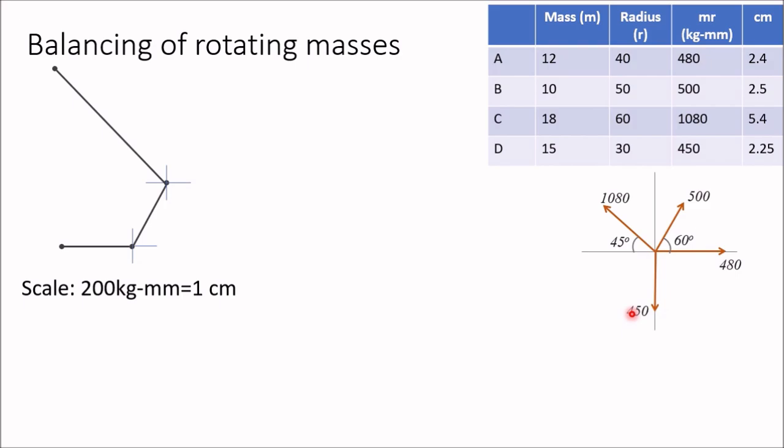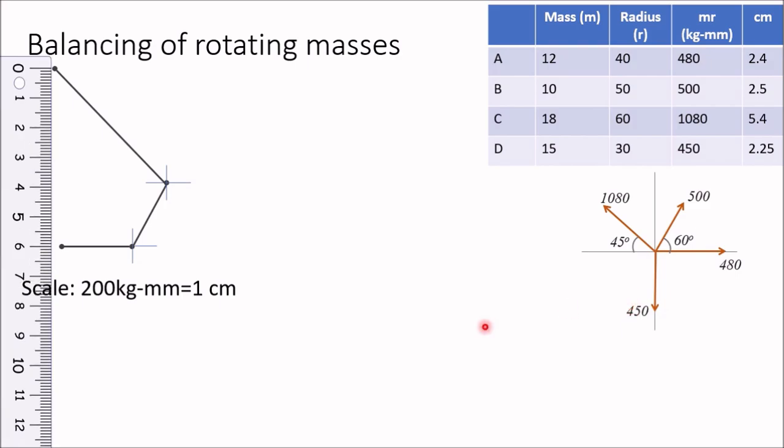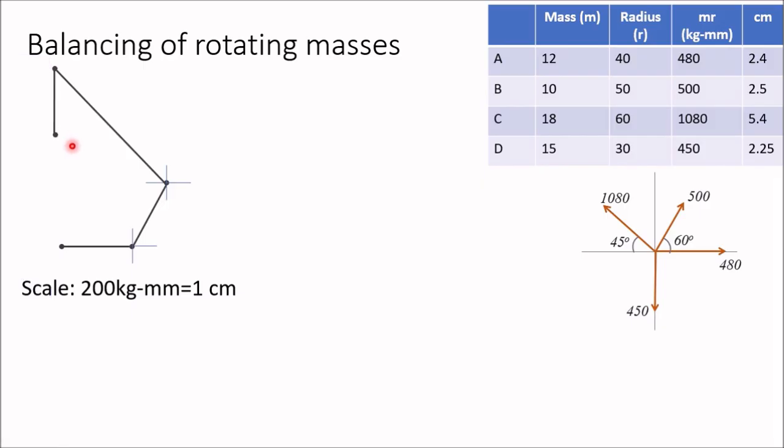Now the next force is 450. So draw a 450 vertical line. 450 means a 2.25 centimeter line. So I have drawn 2.25, approximately 2.25. Draw this line vertically downward. Now join these two, which will represent the resultant. So the resultant will be from this point to this point, and opposite to the resultant will be from this point to this point. So we have to take the balance mass from this point to this point. So draw this line and draw an arrowhead.